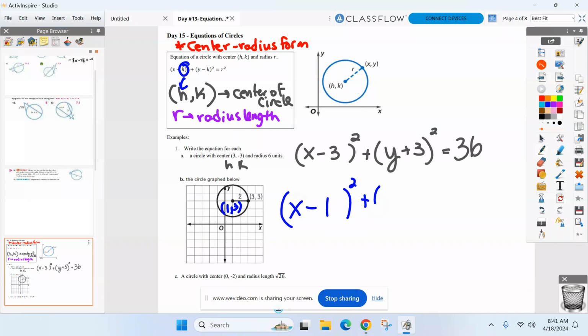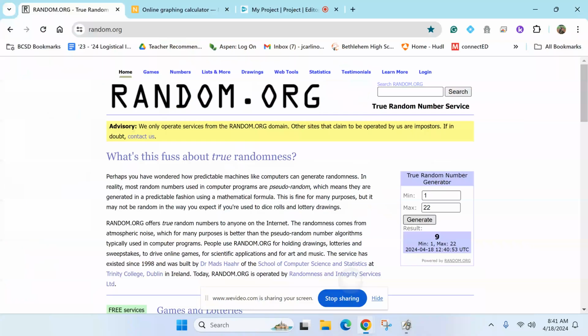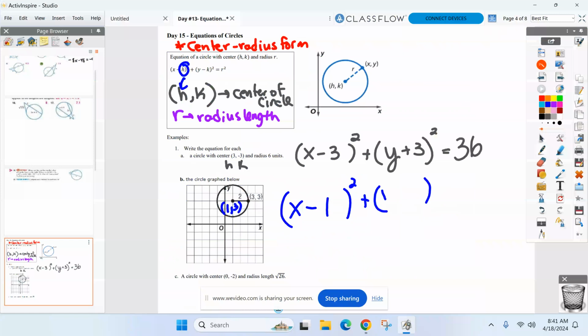Plus, what goes in the second set of parentheses with your y? Let's roll. Jonathan, what do you think here? Y minus 3 squared. You guys are just seeing you're plugging in the opposite of the center. That's going to be true. Equals.